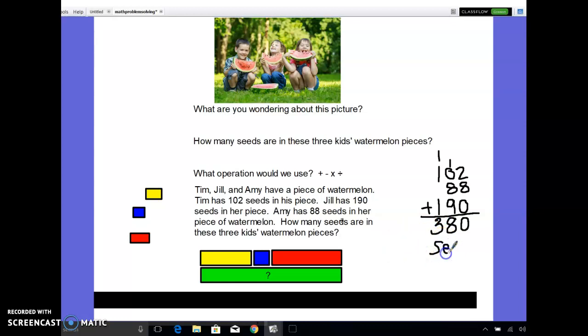And what am I looking for? Seeds. Alright, so hopefully that made sense to you guys. And I will be recording another video for the next day for my second problem.